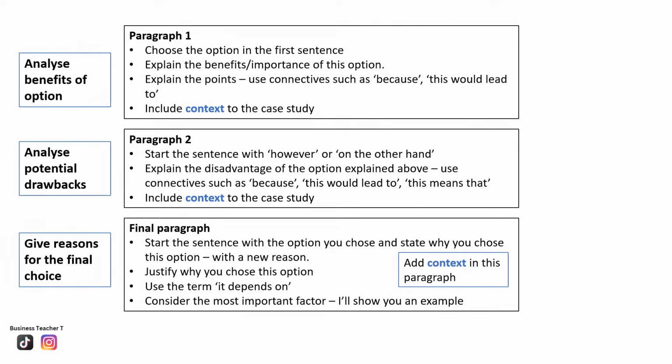Paragraph 1, you choose the option in the first sentence. Explain the benefits, the importance of this option. Explain the points. Use connectives such as because, this would lead to, this means that, etc. And include context to the case study.